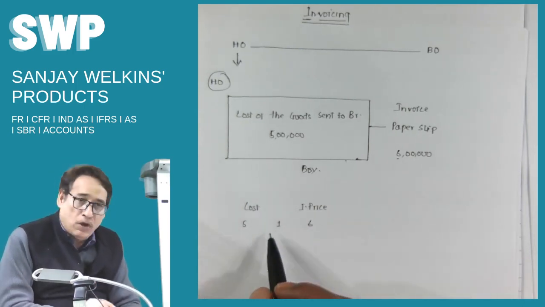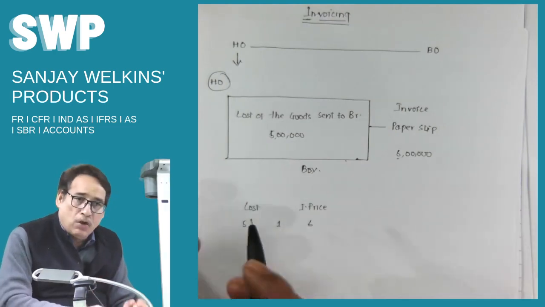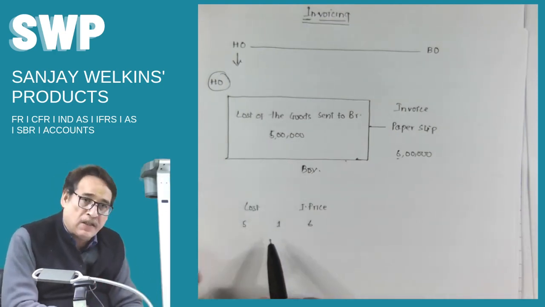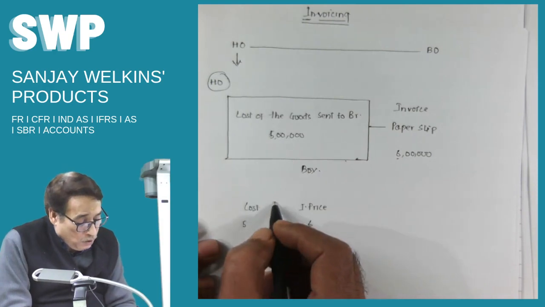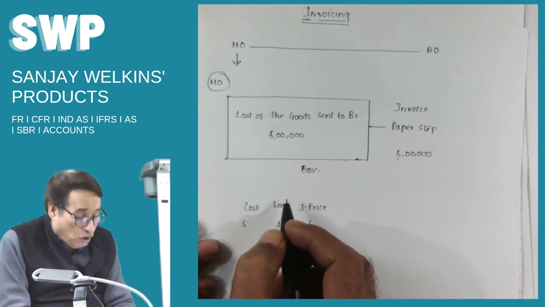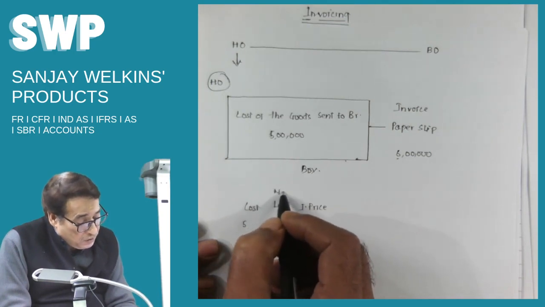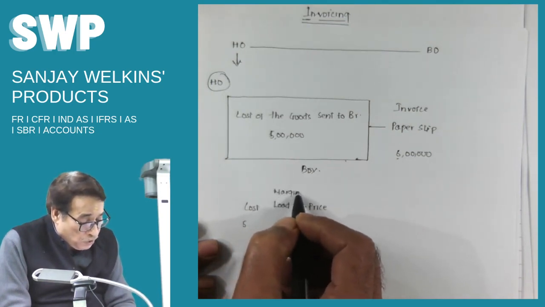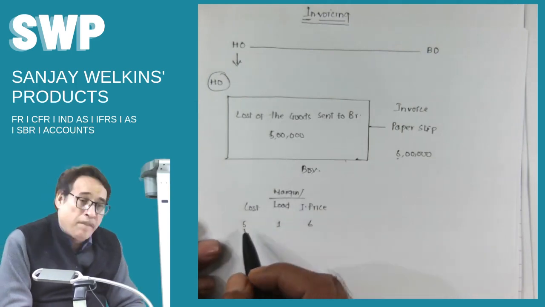And the amount or the margin by which the cost price is increased, which in this case happens to be 1 lakh, is known as loading or margin. It is known as loading or margin. Is it clear to you or not?